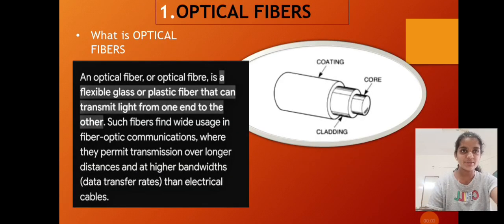Topic is optical fibers. What is optical fibers? An optical fiber is a flexible glass or plastic fiber that can transmit light from one end to another. Such fibers find wide usage in optic communication where they permit transmission over long distance and at higher bandwidth than electric cables. Optical fiber diagram is displayed on the screen. Optical fiber contains three layers, namely core, cladding, and coating.